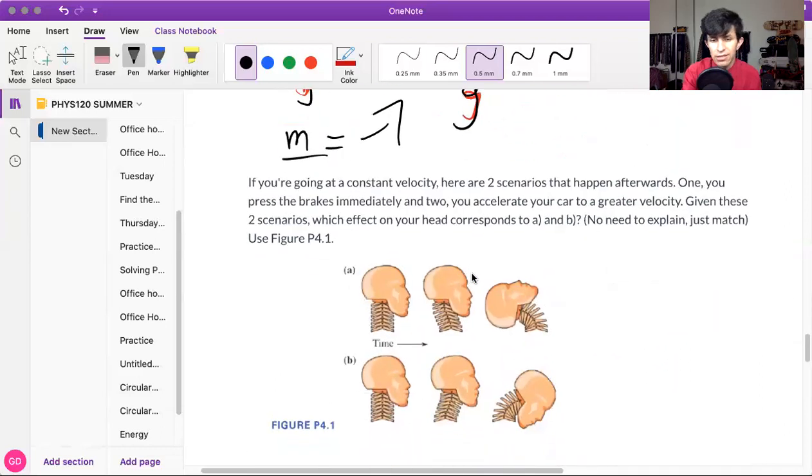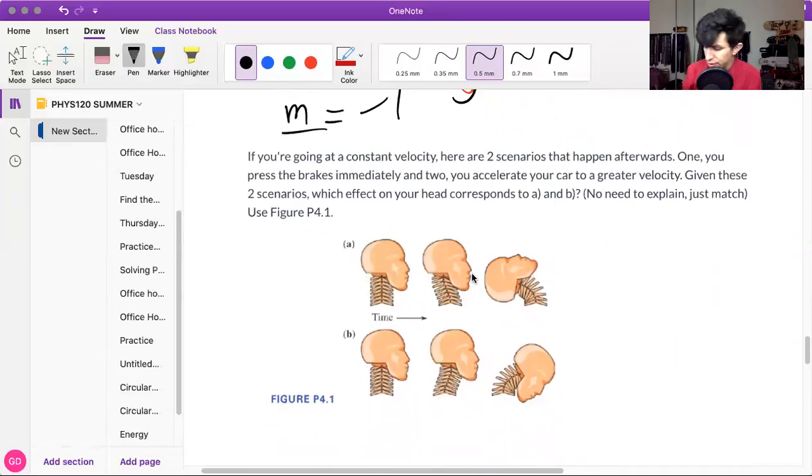Okay. This next problem, a little simpler. It's the same thing that we did in the practice, but instead it's just slightly different variations of how the forces are acting on you. In this case, it's like, what if you brake or if you accelerate really fast, which scenario corresponds to A and B? And so you didn't really need to explain, you just had to match it. A is when your head goes back. Just kind of think of what happens.